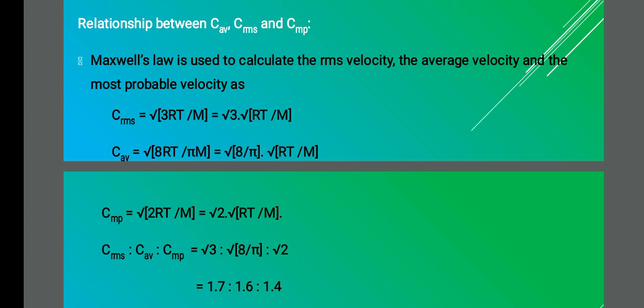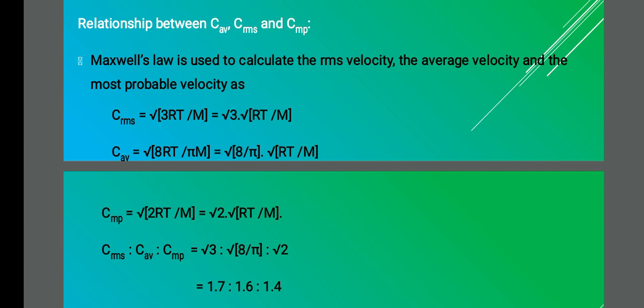So you write the ratio of root mean square is to C average is to C MP, which is equal to square root of 3 is to square root of 8 by pi is to square root of 2, which is nothing but 1.7 is to 1.6 is to 1.4, or simply 1 is to 0.92 is to 0.82. So 1 is the root mean square velocity. Multiply root mean square velocity by 0.92 to get the average velocity, and by 0.82 to get the most probable velocity.